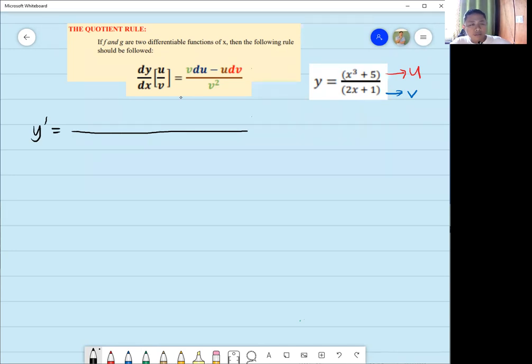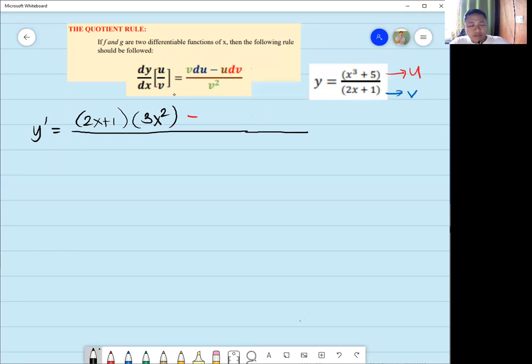v du. Copy v, 2x plus 1. And then get the derivative of u. The derivative of u is 3x squared. 3x squared. Tama? Okay. Minus. I'm changing the sign, the color of my sign para di ako nalilito. Let's move on with our next process.